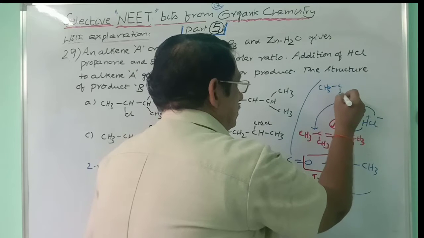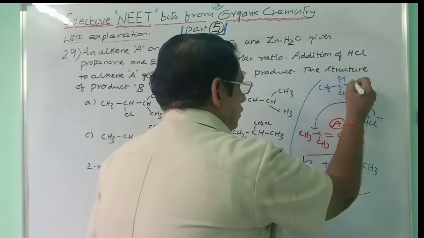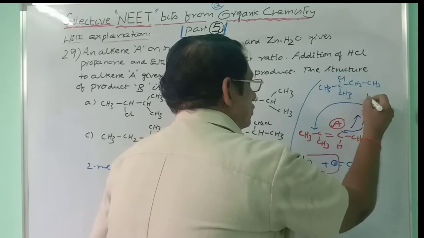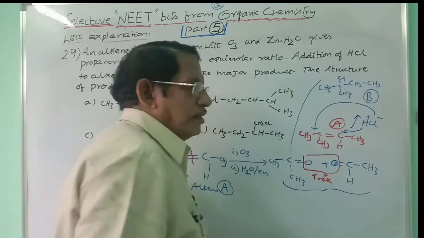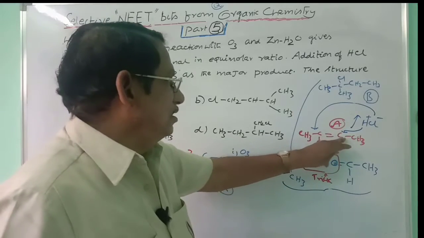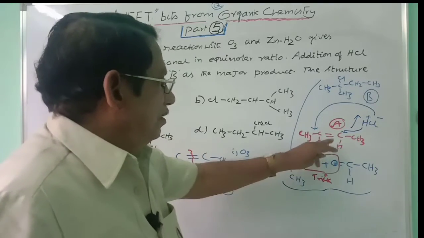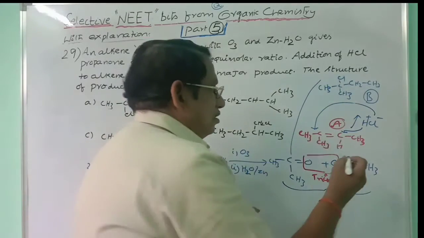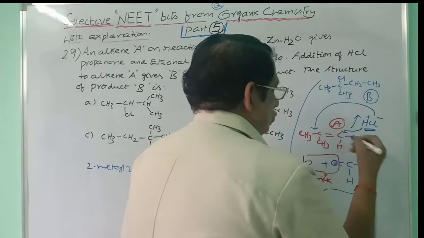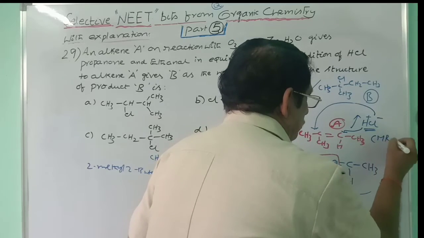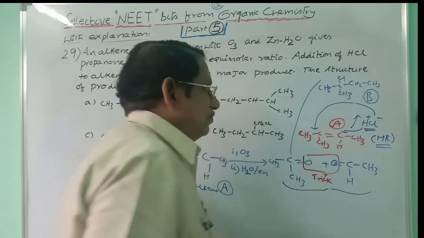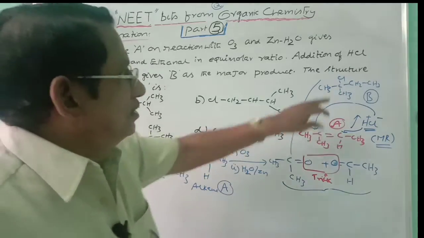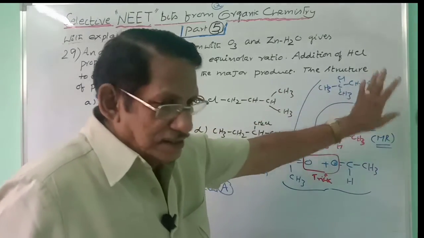So what is the product that can be obtained? CH3, CH3, Cl here, CH2 and CH3. This is the actual product B, the major product. Minor means you write Cl here and H here. So you have to follow this rule, the Markovnikov rule, MR. According to Markovnikov rule, you add HCl. Thereby, the product obtained here is 2-chloro-2-methylbutane. That is the actual product.